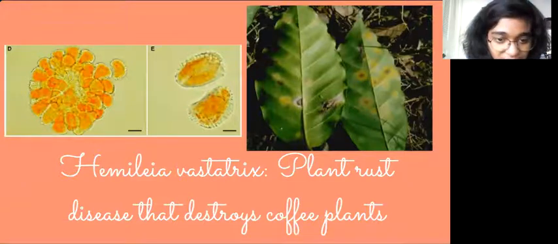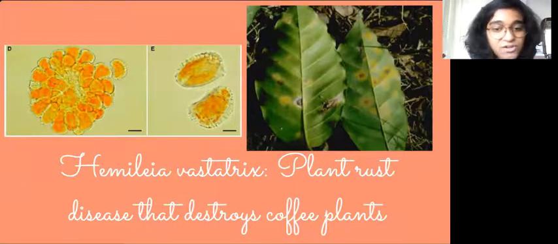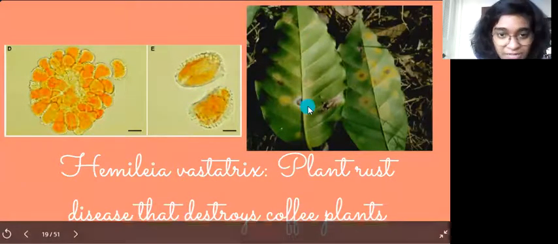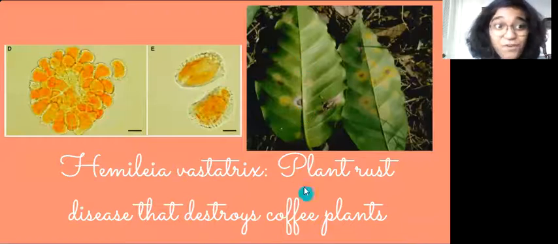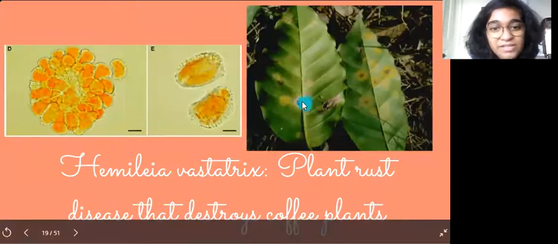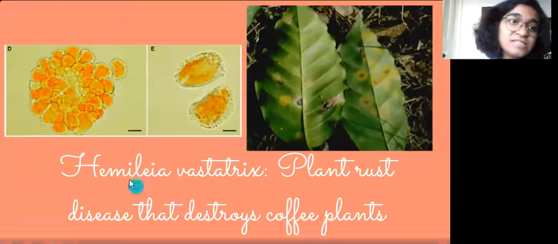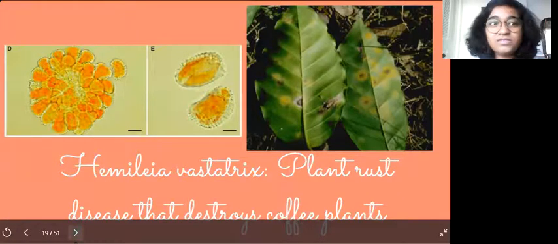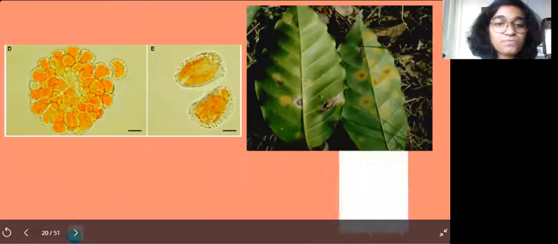Hemileia vastatrix, the plant rust, a disease that destroys coffee plants. So this fungus is seen in the leaf of a coffee plant, where it destroys the coffee leaf, and the coffee leaf is no longer edible or usable to make coffee. I know Adventists, we're not supposed to drink coffee or tea, but still it is something that we should know.